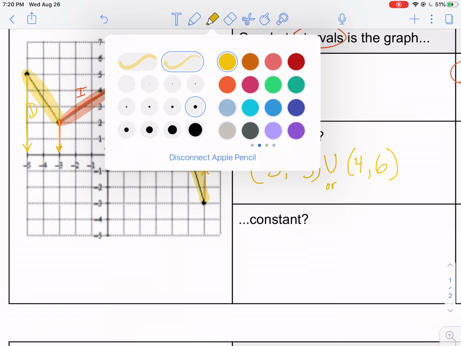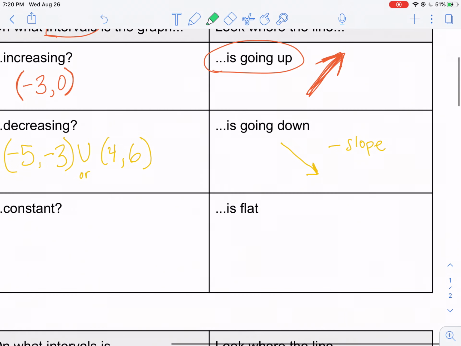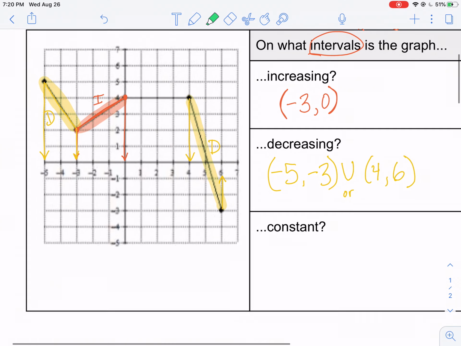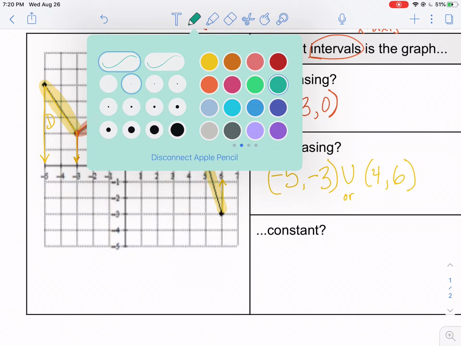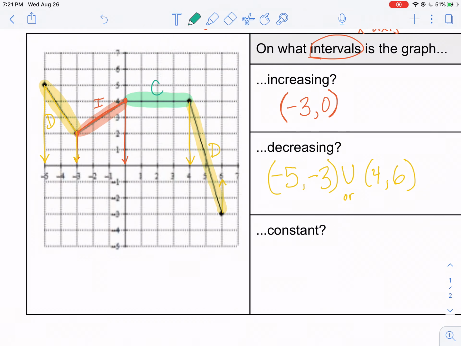For constant, constant means where the graph is flat. This is our zero slope. So where the graph is flat is right here, and that is our constant. So that's happening from 0 until 4. From 0 until 4, it is constant.